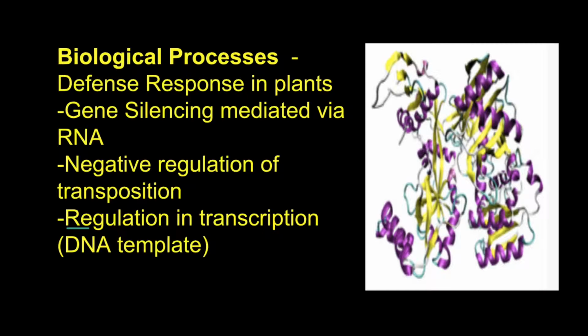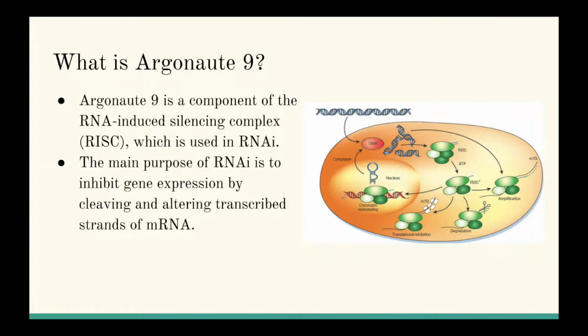Common biological processes of our particular Argonaute protein were defense response in the plants, which occurred in the same cells, gene splicing mediated via RNA, negative regulation of transposition, and finally regulation in transcription, and that was, of course, DNA templated. What is Argonaute 9?